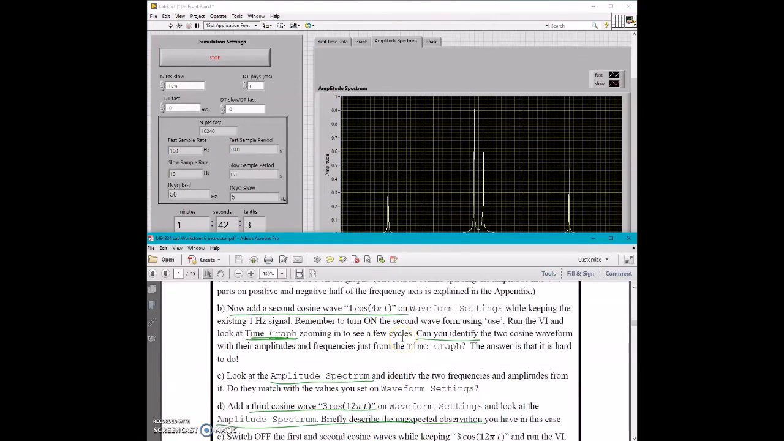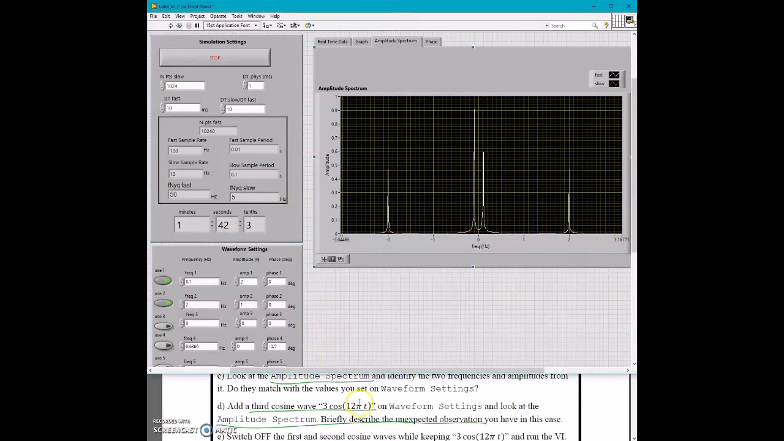Now it says to add the third cosine wave. Amplitude is 3 and frequency is, quick math, 12 pi. That's omega, equals 2 pi f. What is f? I hope you got 6, and amplitude of 3. The reason I have 3 different amplitudes is so that we can tell which one is which.